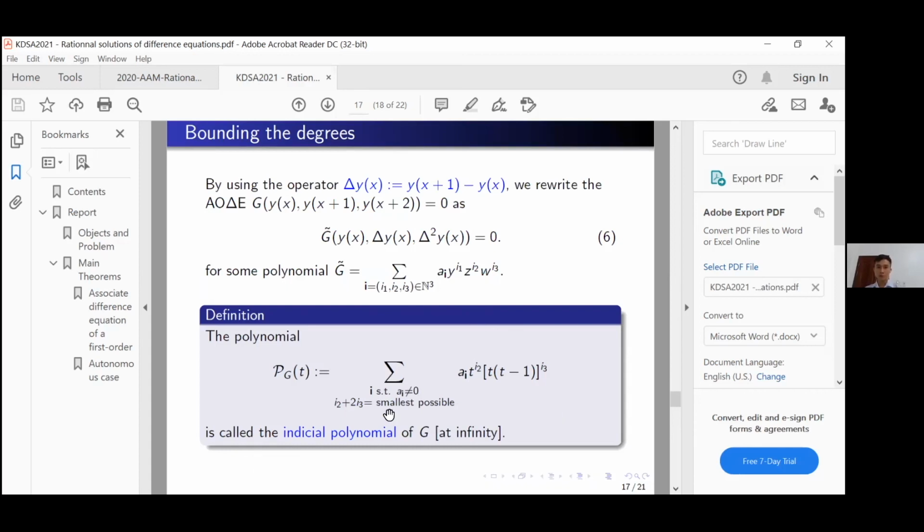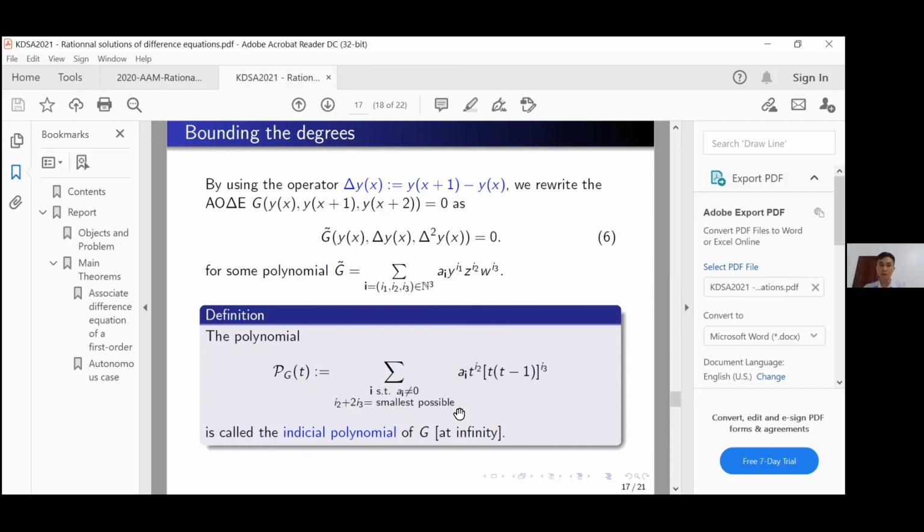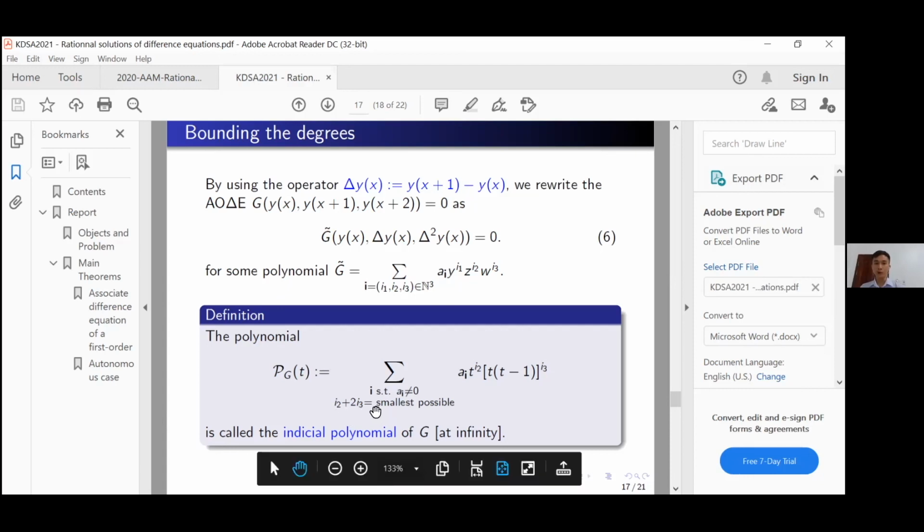It is equal to the smallest possible value of I2 plus 2I3. So P_G of T has just one term? No, they may have several terms. They're homogeneous. The smallest possible value of I2 plus 2I3 is unit, but there may be several pairs I2, I3 that satisfy this condition.